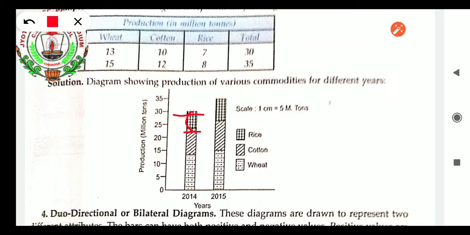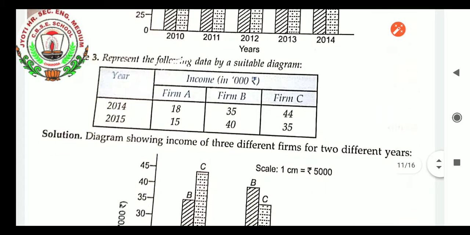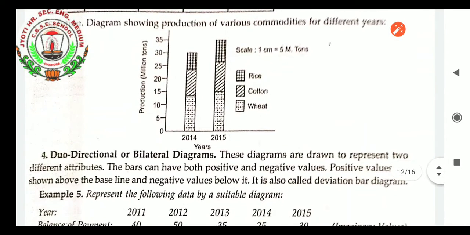So this way of creating data is known as a bar diagram with different colors. It is showing there. So here it is a subdivided bar diagram. In the same graph the bar is divided many times as per the data.